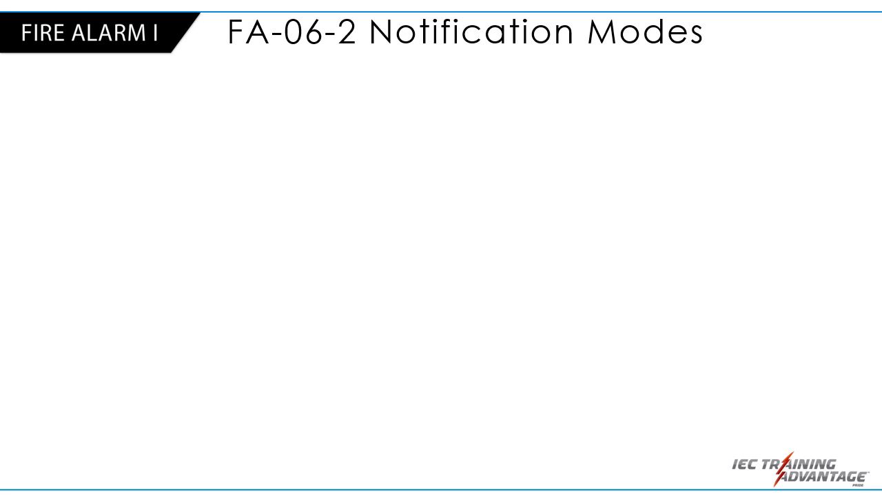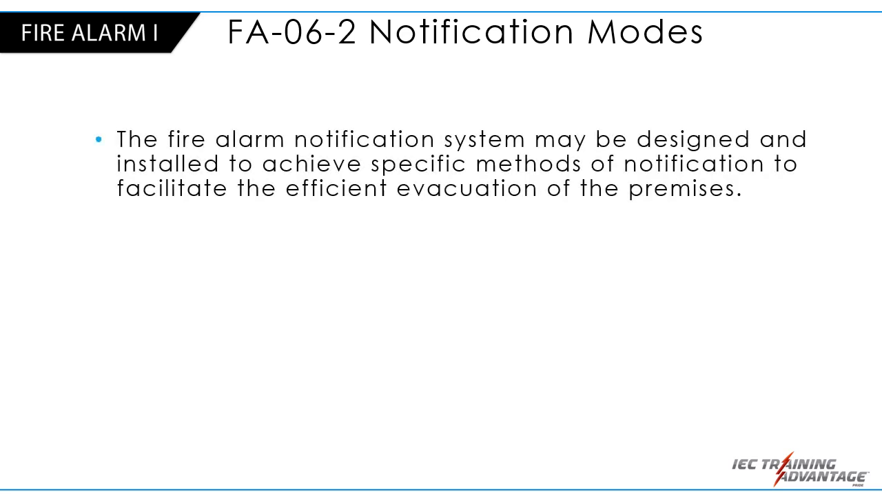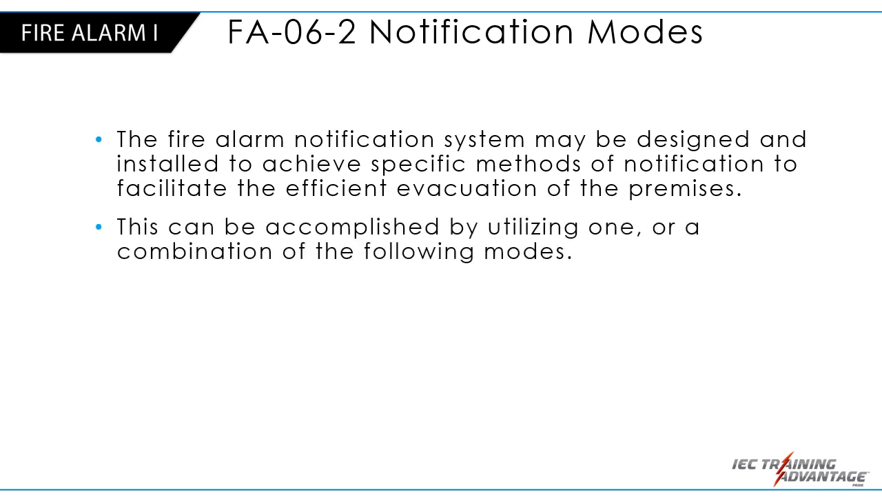FA062, notification modes. The fire alarm notification system may be designed and installed to achieve specific methods of notification to facilitate the efficient evacuation of the premises. This can be accomplished by utilizing one or a combination of the following modes. And we discussed these a little bit earlier, so I want to bring these back up as these are going to become more relevant to our discussion.